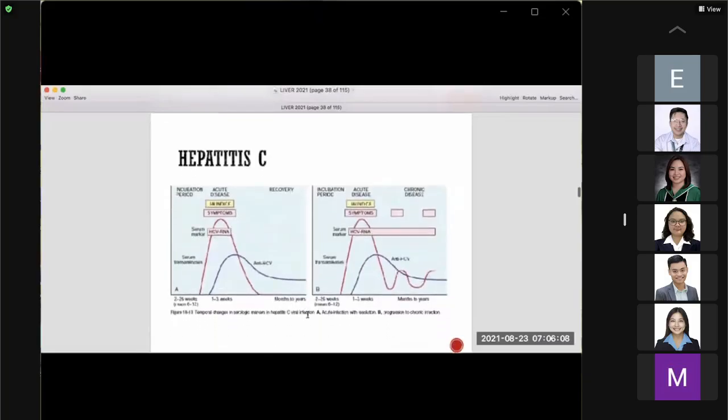So this is the clinical and serology profile that we observe in hepatitis C. There is a possibility for recovery, okay, as stated here, but mostly we have this one, the chronicity of the disease, persistence of the presence of the RNA virus in the patient.